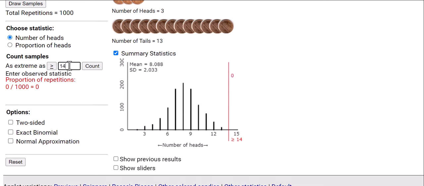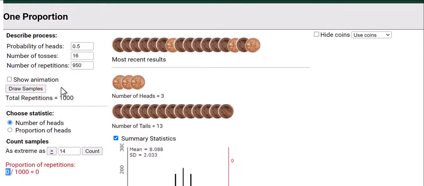And notice, for example, if I even change it to as extreme as 8, now notice this, there are 622 values that are 8 or more. So that is pretty expected, right? We think it's centered at 8. So if I go back to 14 and count, now notice 0. 0 out of 1,000.